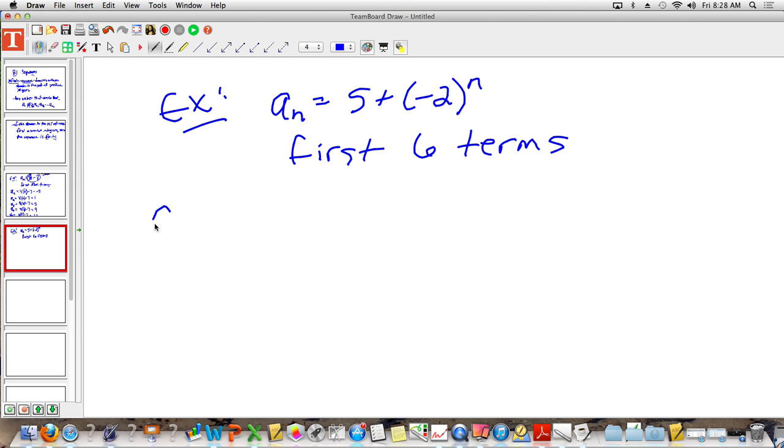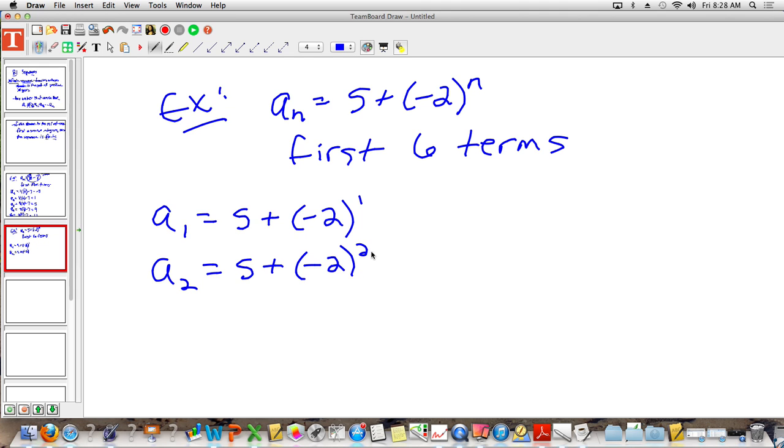So in this case, the first term is going to be 5 plus negative 2 in parentheses to the first power. A sub 2 is 5 plus negative 2 to the second power. A sub 3 is going to be 5 plus negative 2 to the third power, etc.